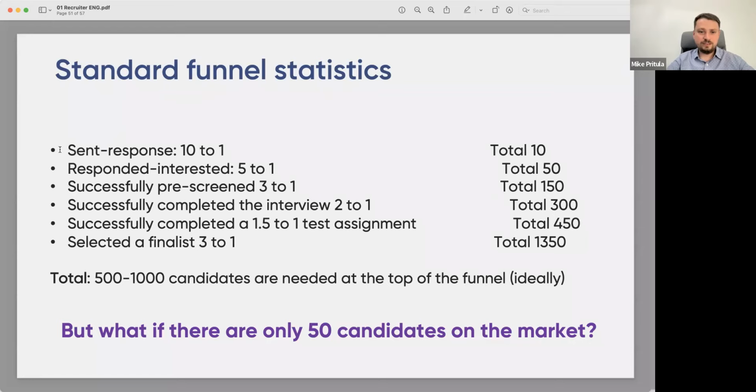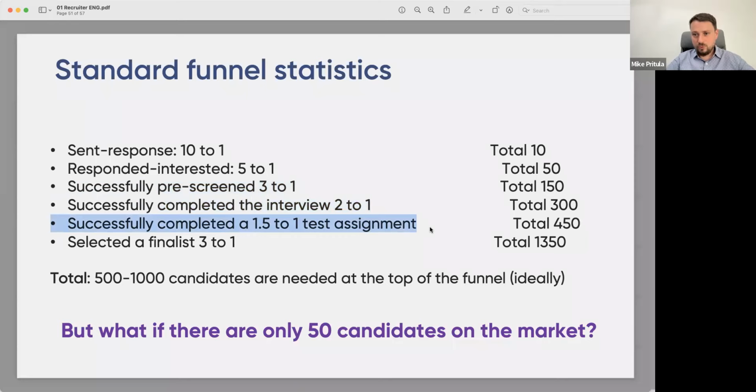This is a standard funnel statistic from a general process. For example, if you send 10 LinkedIn requests or 10 emails, you will receive one answer. From those who answer, you will have 1 out of 5 interested in your position. Let's imagine that you call 3 and then you have 1 that is suitable for your job position. You ask them to come to interview, and from 2 you choose 1 as a candidate for final interview.